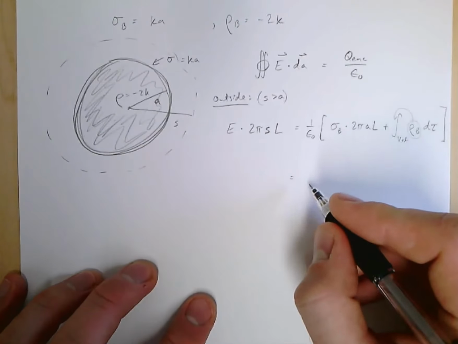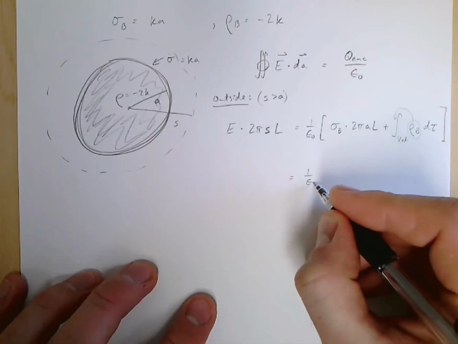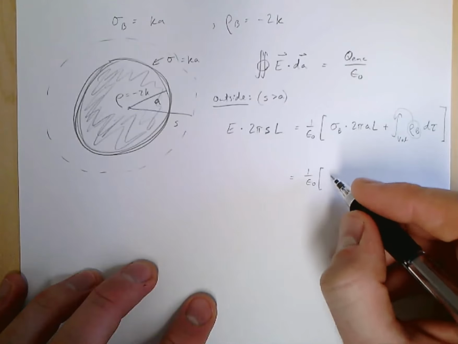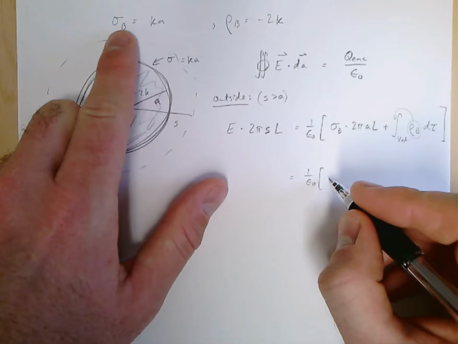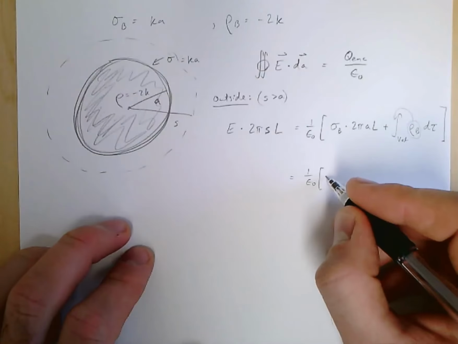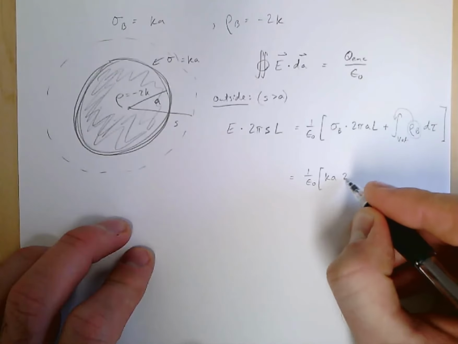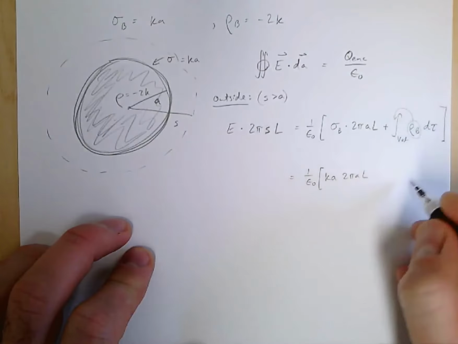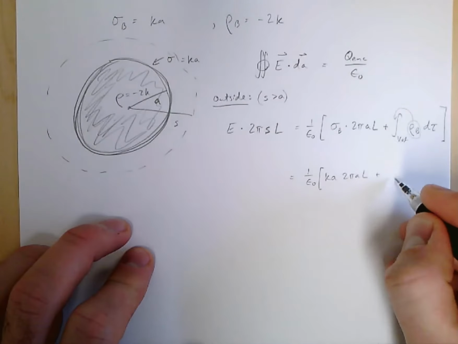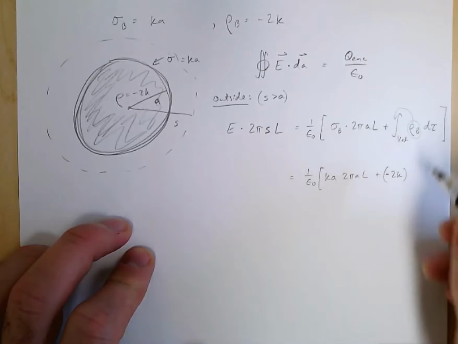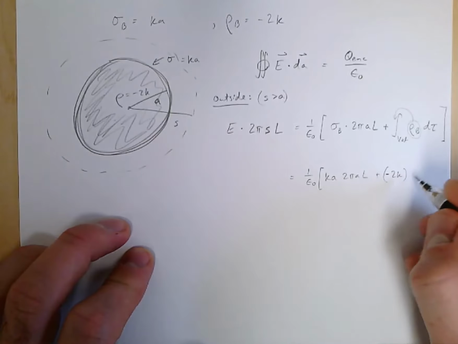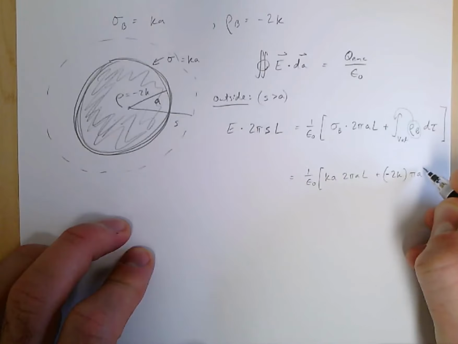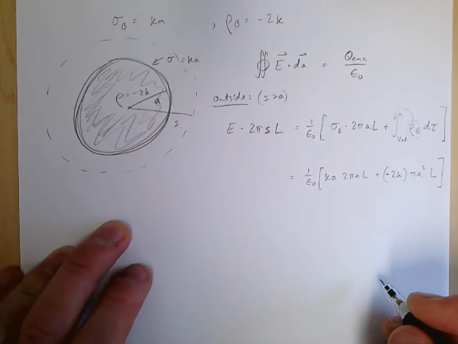So let's simplify things here. 1 over epsilon naught. I'm going to replace my sigma b with ka, 2 pi a L. Okay. Then let's add minus 2k times the volume. What's the volume of a cylinder? Well, it looks like it's pi a squared times L. Okay, cool.